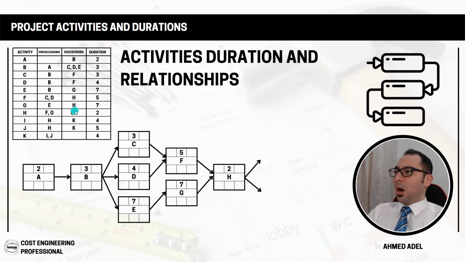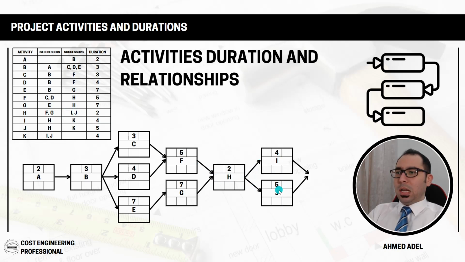I have activity I and activity J. So I'll have 2 activities here, I and J. For I and J, what is the duration? We have a duration of 4 days and a duration of 5 days. So we will put the durations here. For activity I, the predecessor is H. And for J as well, the predecessor is H.